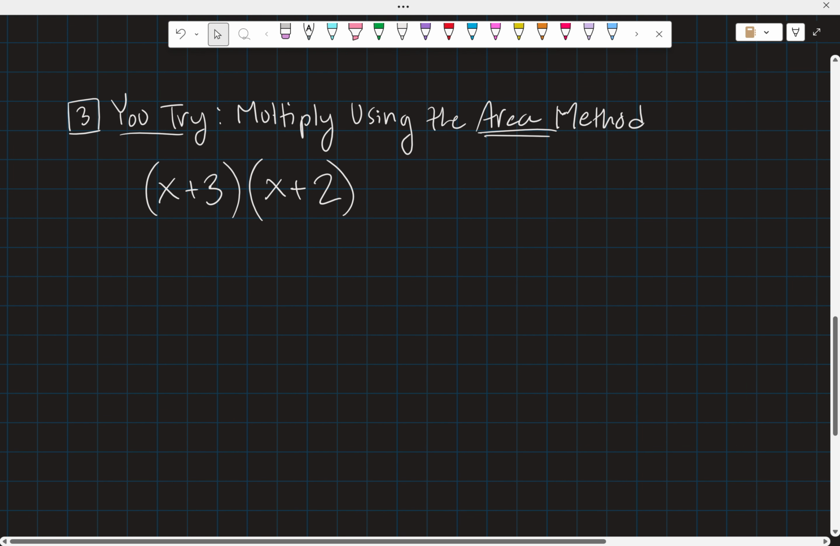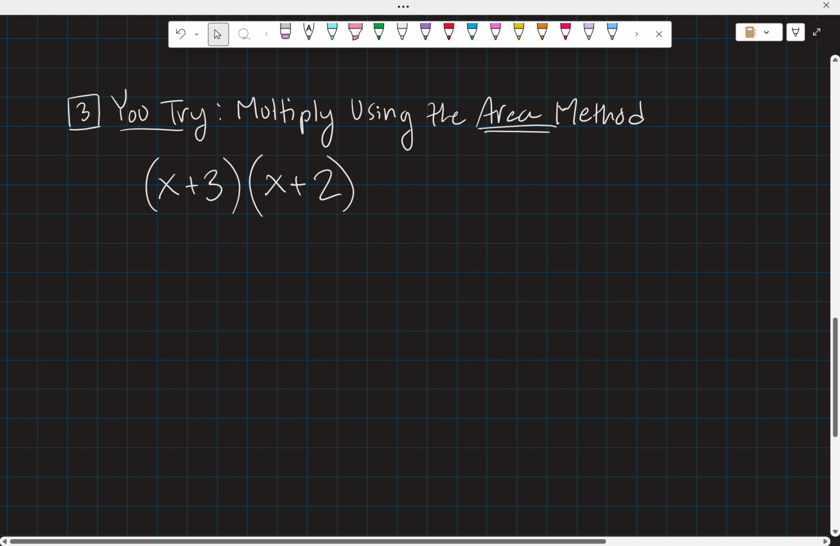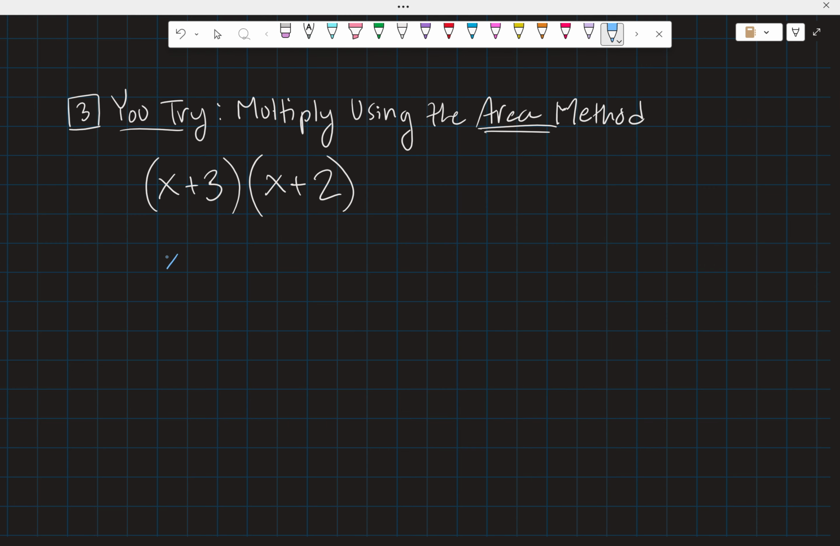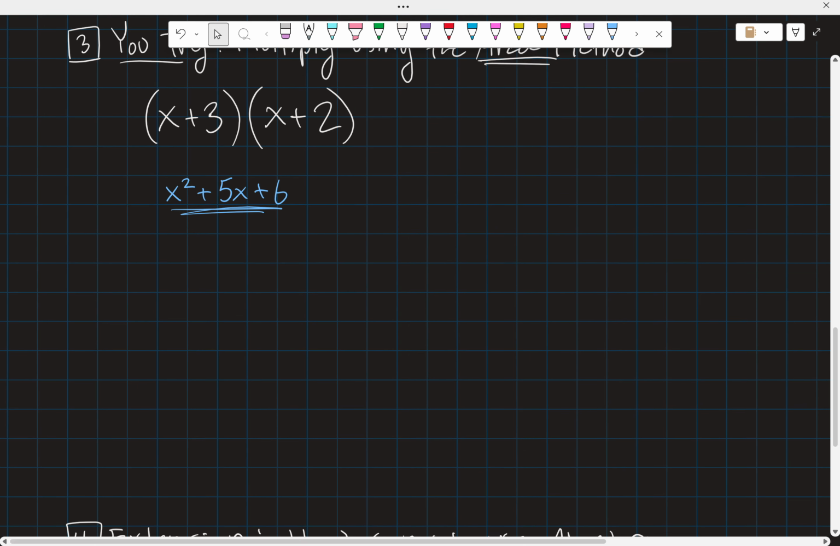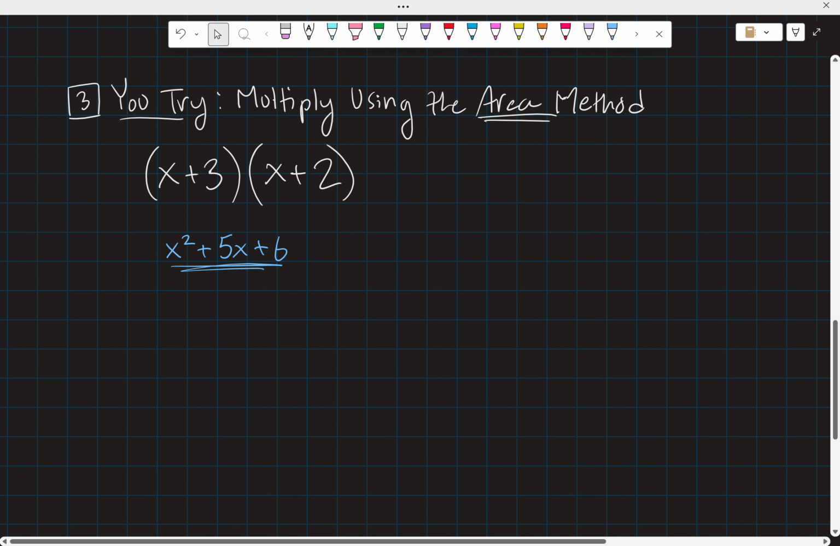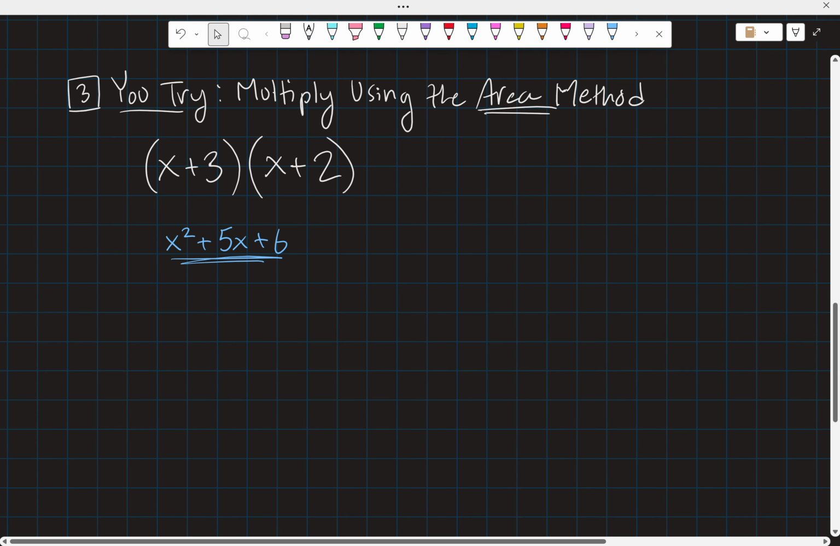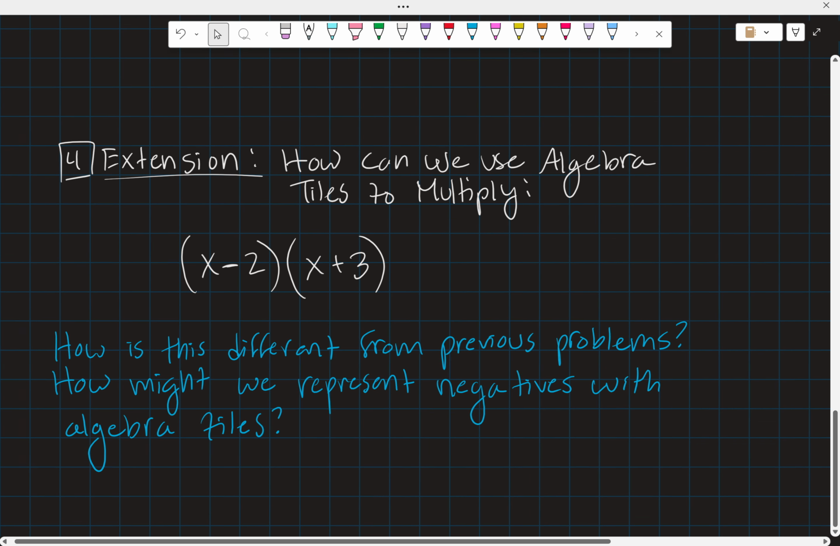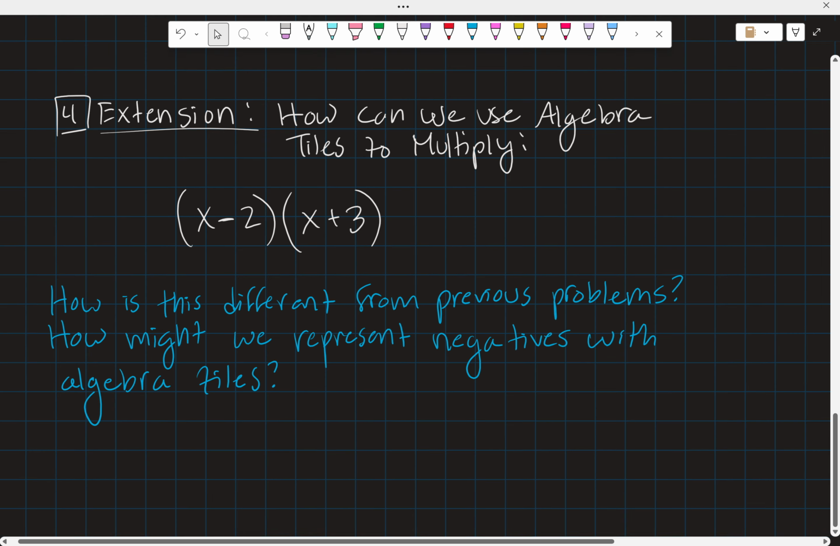All right, so hopefully everybody has solved that problem. And using the area tiles, you should have ended up with the resulting expression x squared plus 5x plus 6. So that should have been your answer, but hopefully you used the area tiles like we discussed to arrive at that solution. And then moving on, we're going to think about this problem for a second.